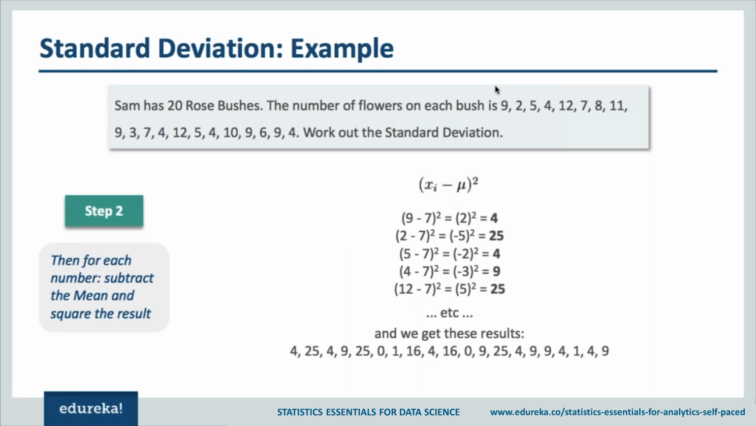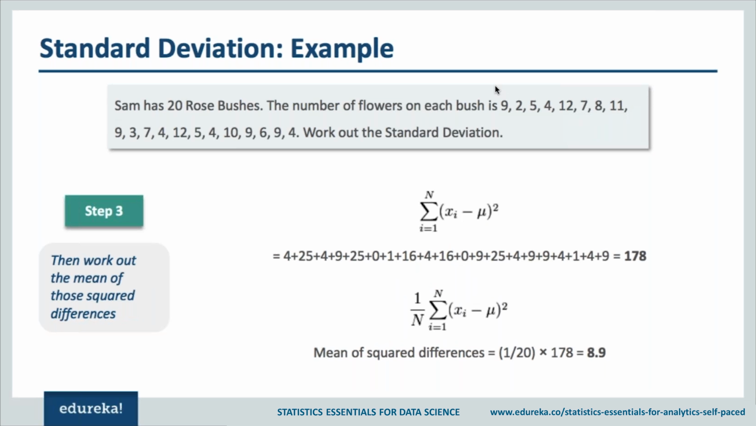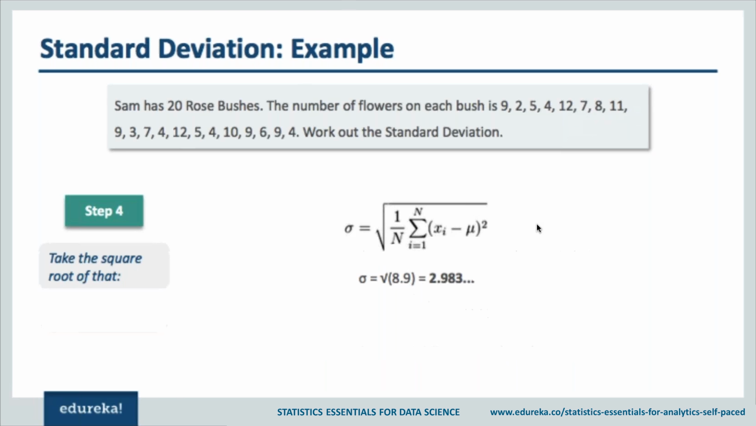Then we need to calculate the difference of each point from the mean value, square it, and then sum it all. That's what we are doing in this step. We are squaring each individual value. In the last step, we are summing it all and dividing by n-1. Then you get the result that the mean squared difference is 8.9. And in order to get the standard deviation, you get 2.983 as the standard deviation of the whole data set.